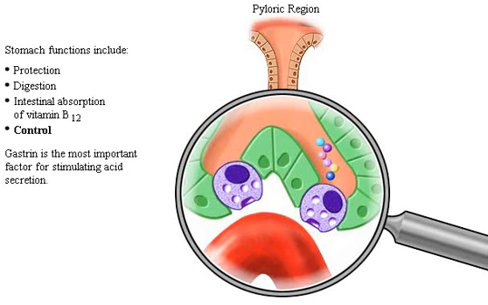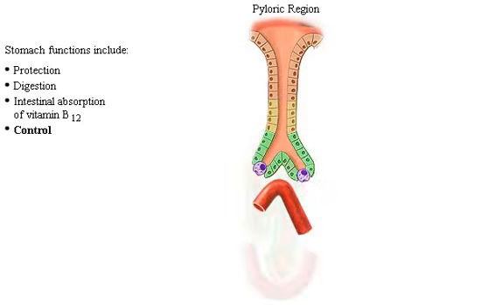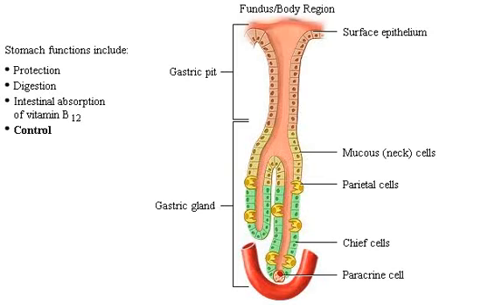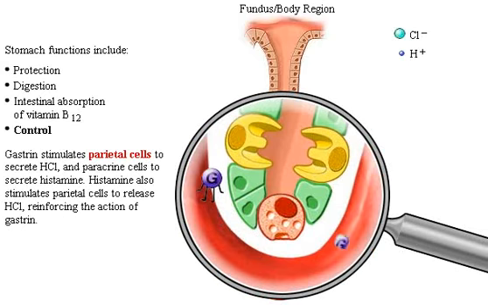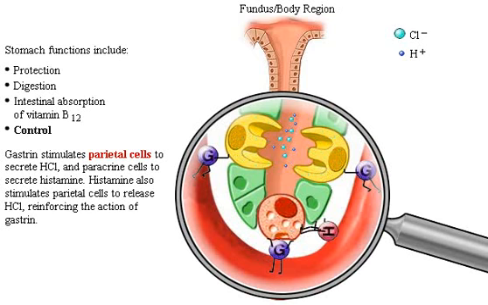Gastrin is the most important factor for stimulating acid secretion. Gastrin stimulates parietal cells to secrete hydrochloric acid and stimulates paracrine cells to secrete histamine. Histamine also stimulates parietal cells to release hydrochloric acid, reinforcing the action of gastrin.